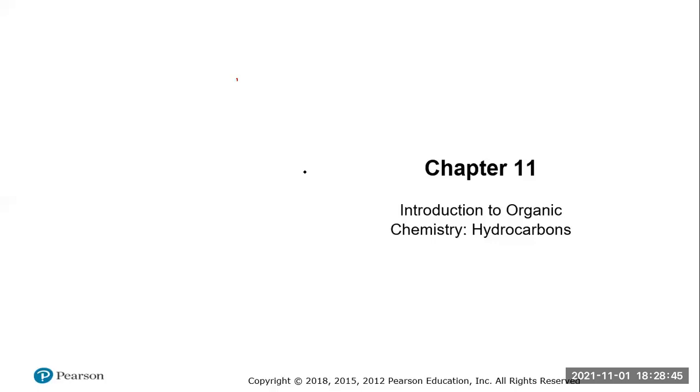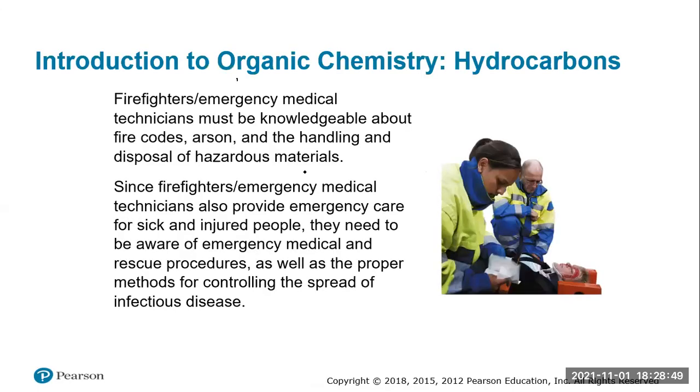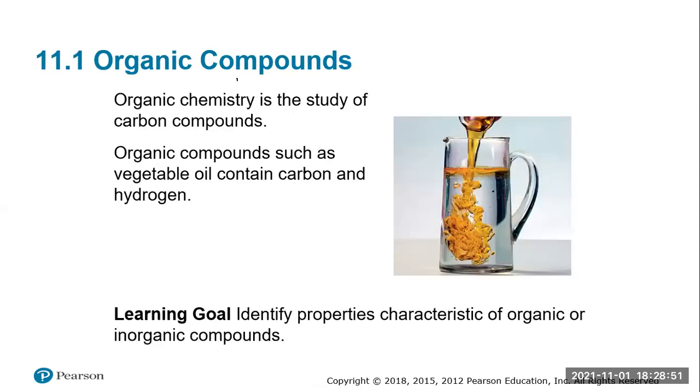So let's talk a little bit about organic chemistry. Pretty much the first sentence that you see in every organic book is this sentence right here. Organic chemistry is really the study of carbon compounds. The basis of organic chemistry is basically compounds that are carbons attached to other carbons, and attached to those carbons are a lot of times hydrogens.